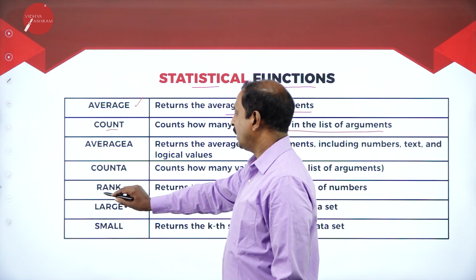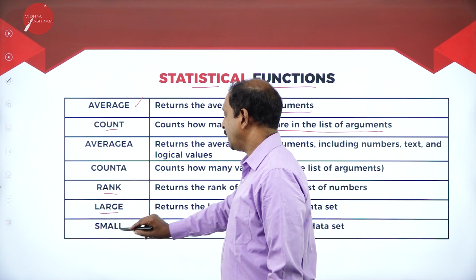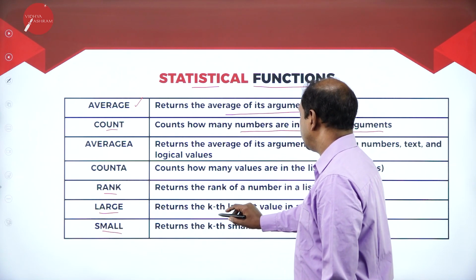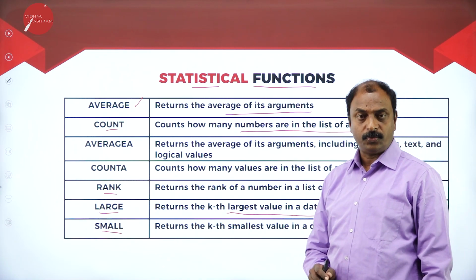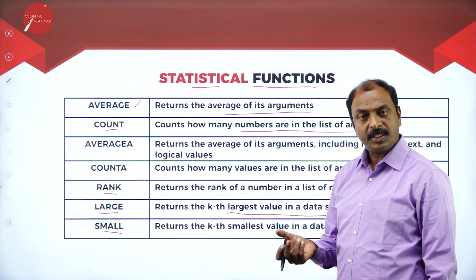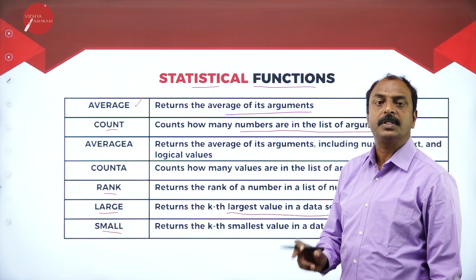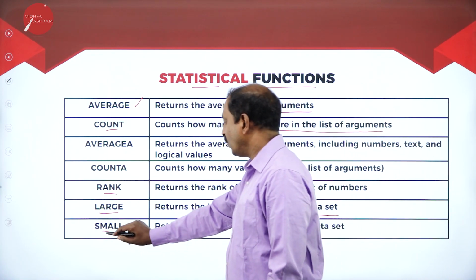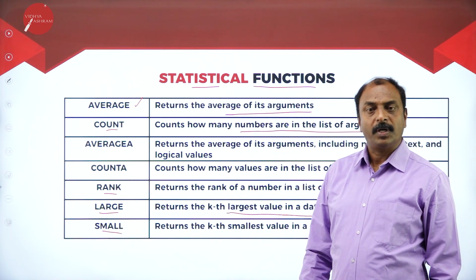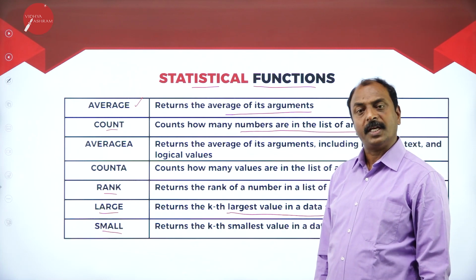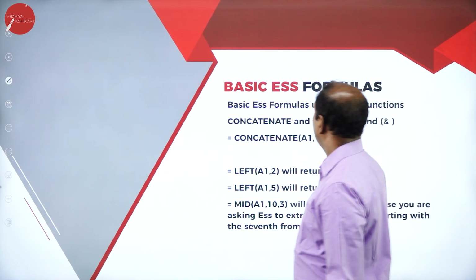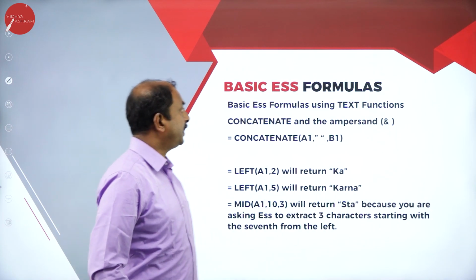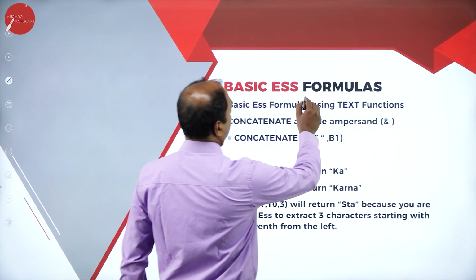And again, RANK and LARGE and SMALL. LARGE returns the largest value in a data set or in a range of values. So it's going to return the largest number or value in that particular range. Similarly, the SMALL function returns the smallest value in that particular range of cells. This is the statistical function. Next, another option is basic formulas.